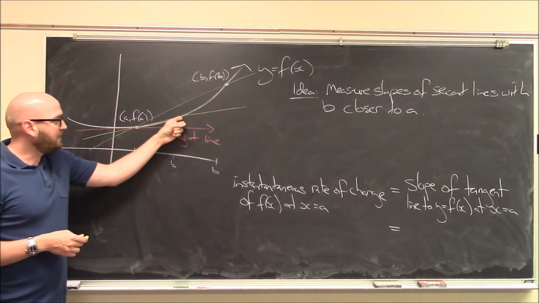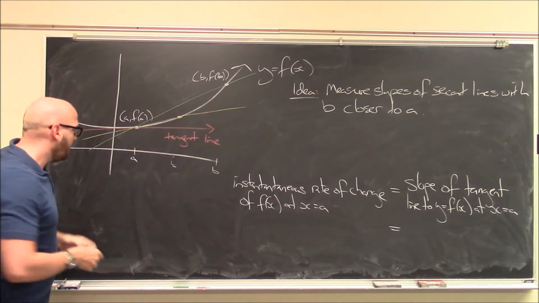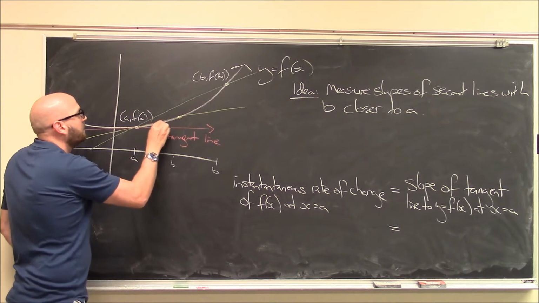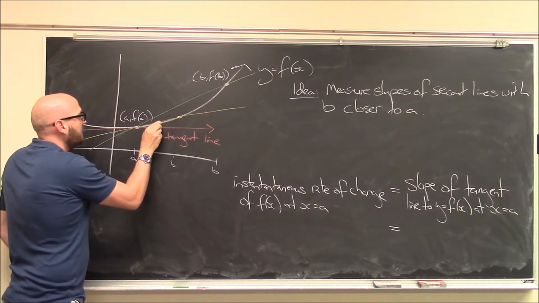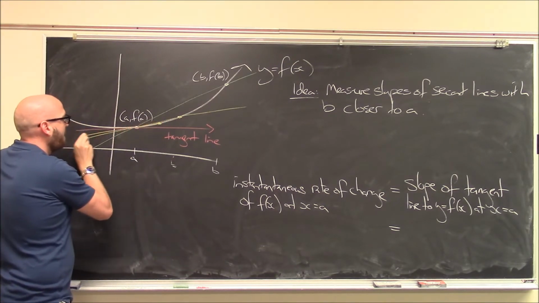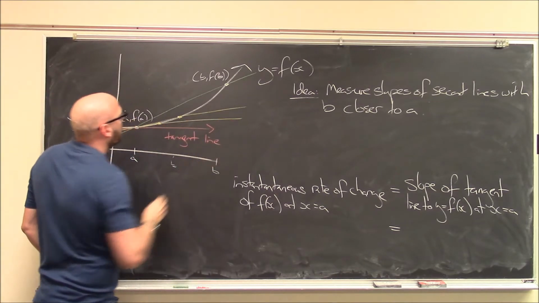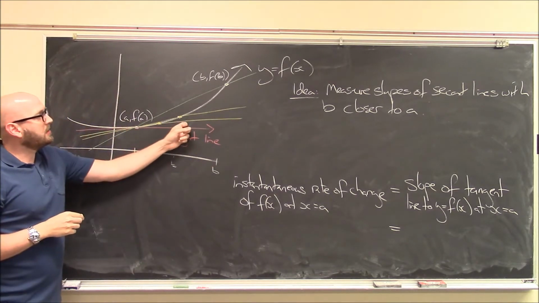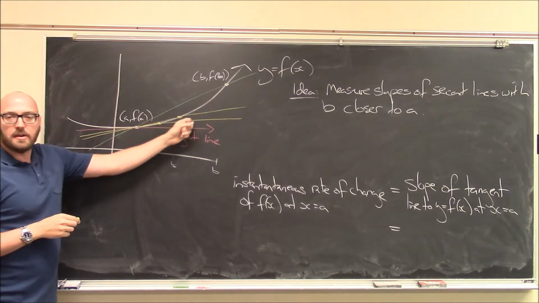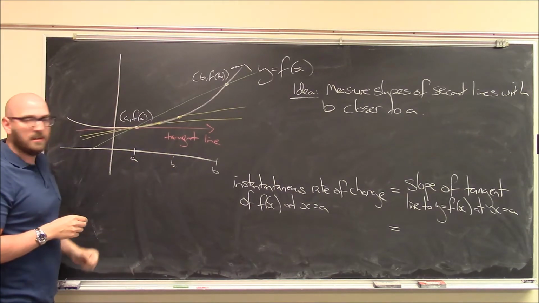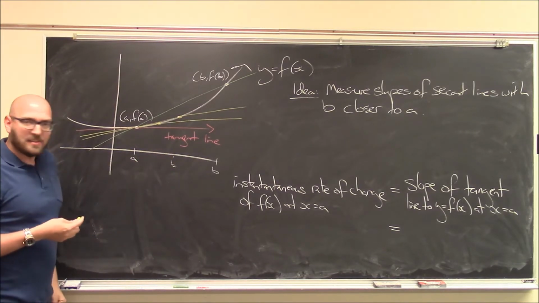Well, again, I took b to be pretty far away from a. Why not go closer? How about here? Take this secant line. If I took the slope of this secant line, that's an even better approximation of the tangent line, right? Well, it's still not the best. How could I do even better?